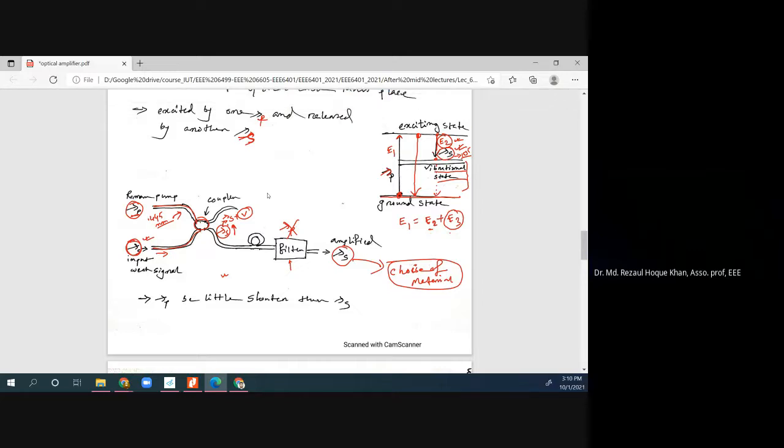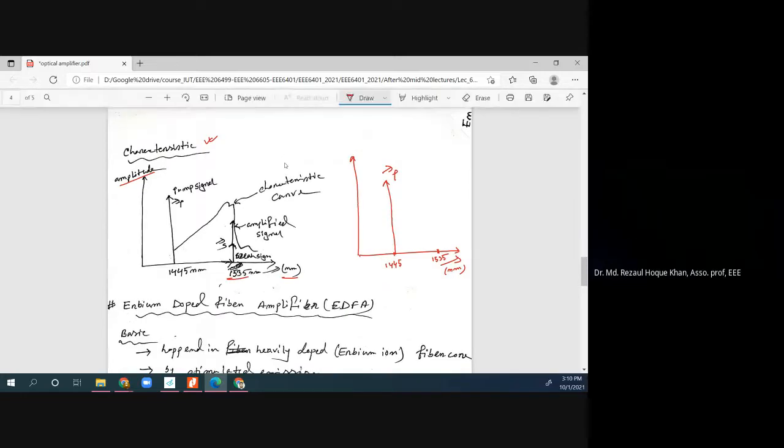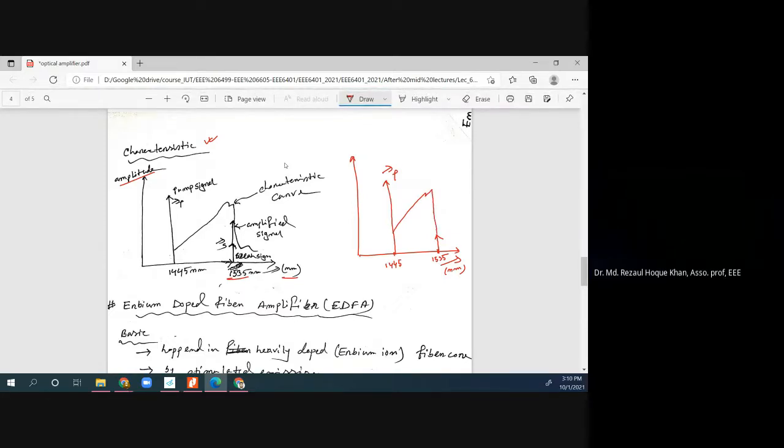Because lambda p has to go and release energy at lambda s, this lambda s depends on the choice of the material. So if you want a specific amplification at a specific frequency, you have to choose your material properly. So you see 1445 will be the pump, and 1535 is actually our weak signal. This is a very weak signal. Amplitude is very low. Now this is the amplitude profile where the pump happens and it releases its energy at 1535. Means this weak signal is now amplified.